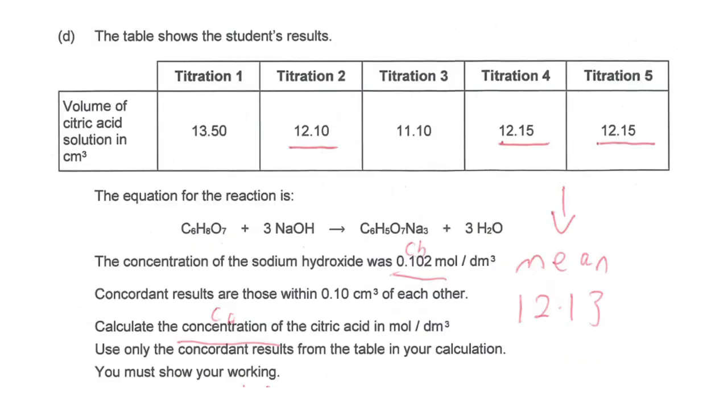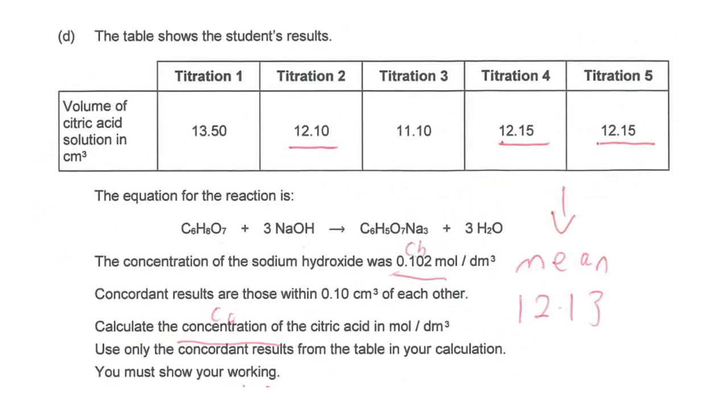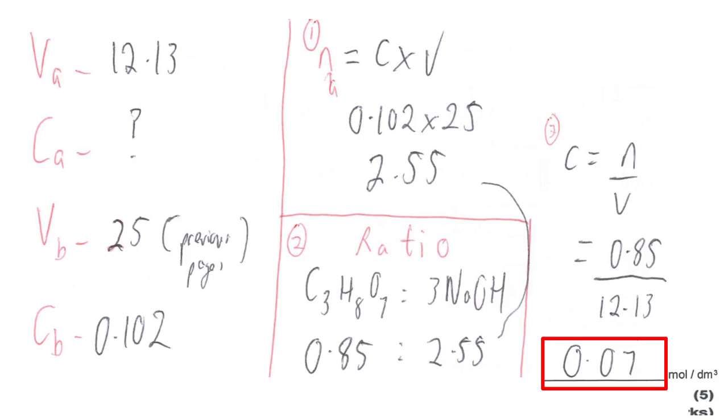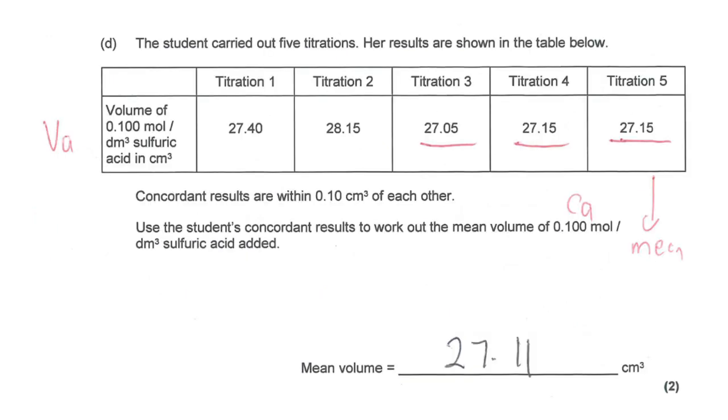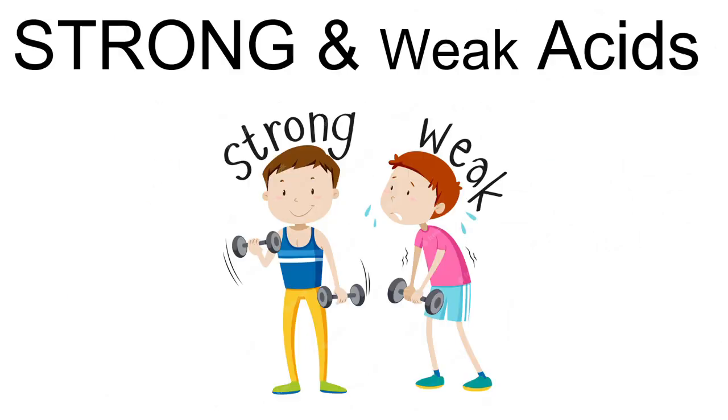It's the same time every year. The mean of these is 12.13. Same thing again. Follow where the numbers come from. And again, calculate the mean, find out the concentration of the base. It's the same question every year, and this is every titration question that has ever been asked. Just make sure you go back and forth to make sure you understand where the numbers come from.